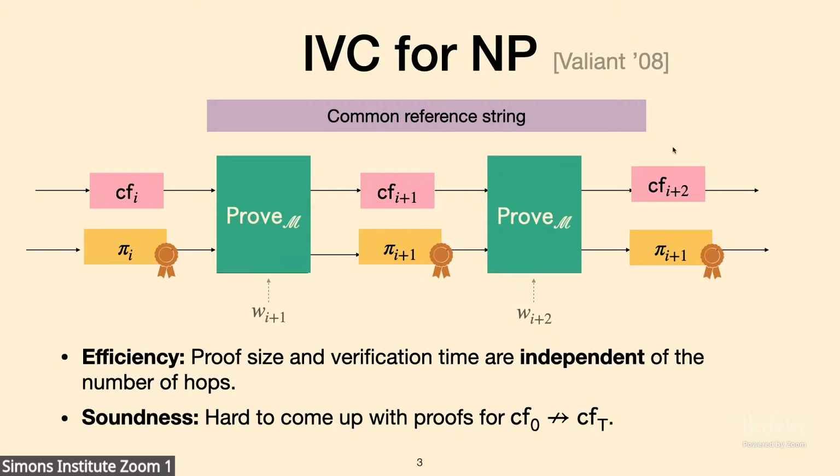And soundness, I'll just say vaguely, is that it is hard to come up with proofs for which CF0 doesn't go to CFT. There's no non-deterministic path that goes from CF0 to CFT. This will be adaptive soundness.